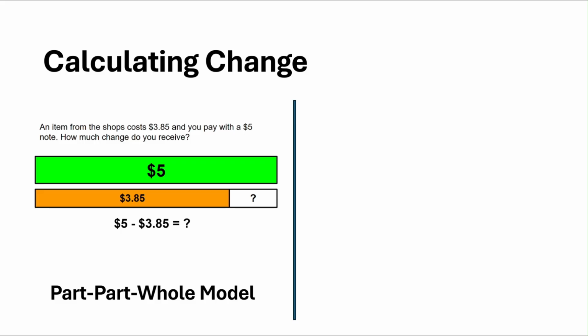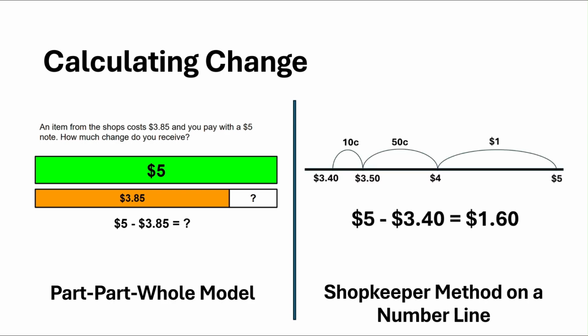Okay, so calculating change again. Once again, I like to use models. In the Victorian Curriculum 2.0, we see part whole models becoming ever present. So something I like to do is use that part whole model to calculate change. So I've got $5, take away $3.85, what is left? So you're using that part whole. And it's a really nice way to model how to calculate change.